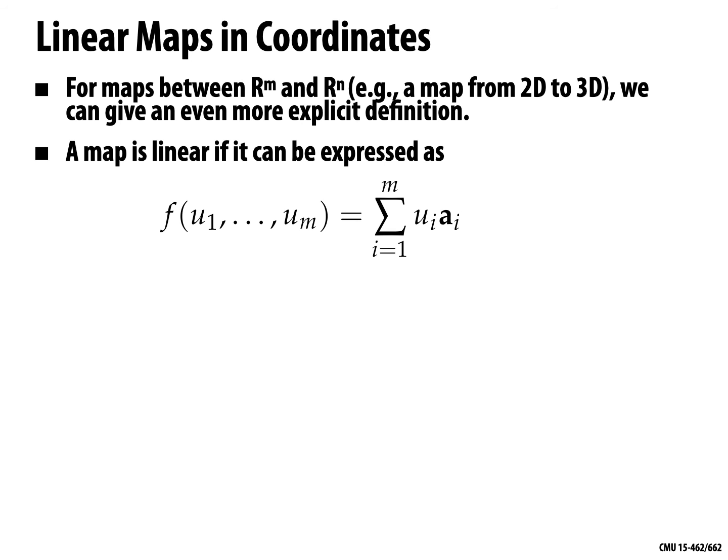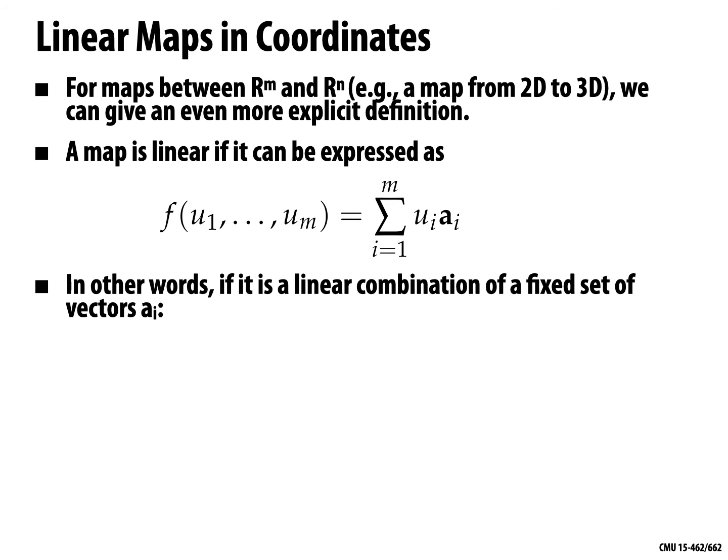Okay? So in particular, let's say we're applying a map F to a vector u. Well, it's linear if we can write it as the sum over the components of u times some fixed set of vectors a. Okay? So a are vectors that have fixed direction and magnitude for all time, and we're just taking a linear combination of those vectors to define the map F.